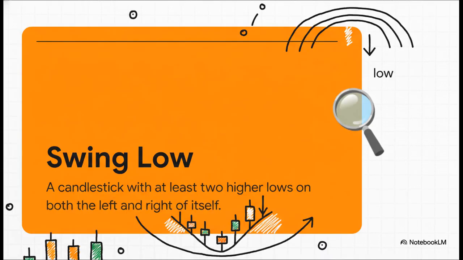And a swing low? Well, you can probably guess. It's the exact opposite. It's a valley or a trough in the price. It's a candle that's lower than its neighbors. Being able to spot these peaks and valleys, these swing highs and swing lows, that is the absolute first step to using these Fibonacci tools the right way.